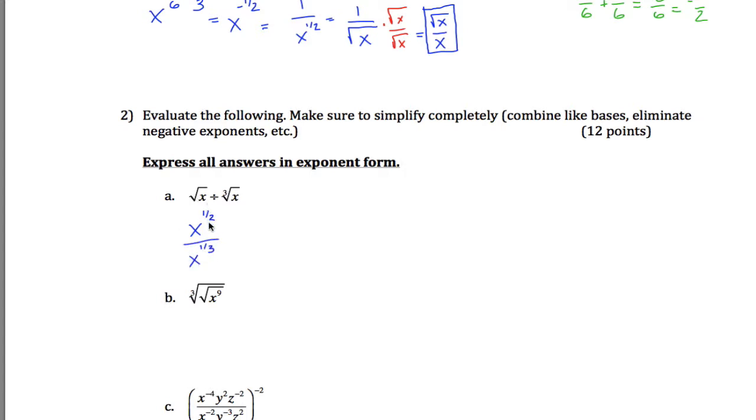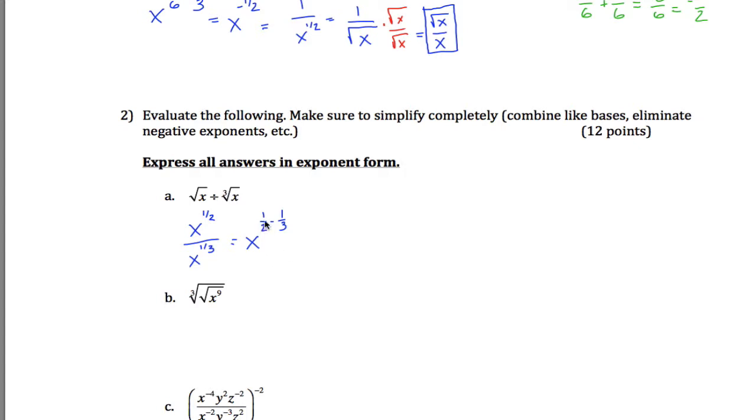The square root of x is x to the 1/2 power. The cube root of x is x to the 1/3 power. So x to the 1/2 divided by x to the 1/3. We've got an exponent rule that says when you have the same base and you're dividing, you just subtract the exponents.